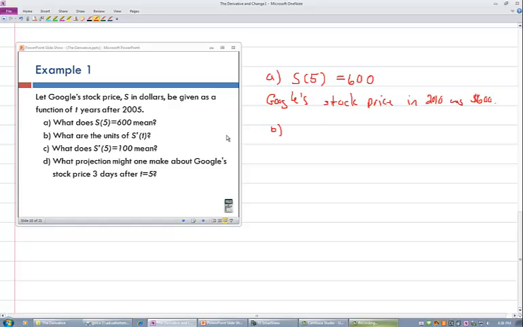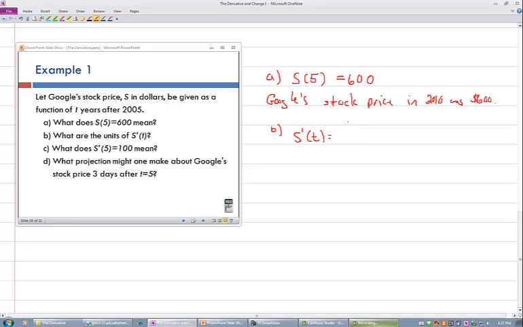Part B says, what are the units of S'(t)? So now remember, I say derivative, you say rate of change. So S'(t) is the rate of change of Google stock price. So try to understand what that means from the context. Google stock price, it goes up, or sometimes it goes down, and sometimes it goes up really fast, sometimes it goes down really fast. And so we care about how it's changing, and S'(t) gives us a measurement of this rate of change. Is it going up really fast, or is it going down really fast in some sense?